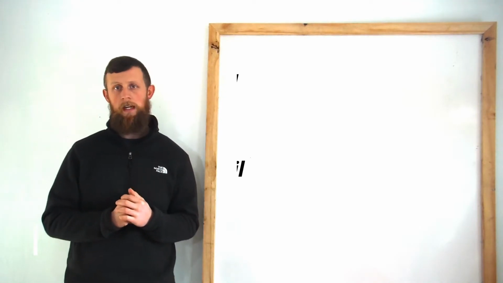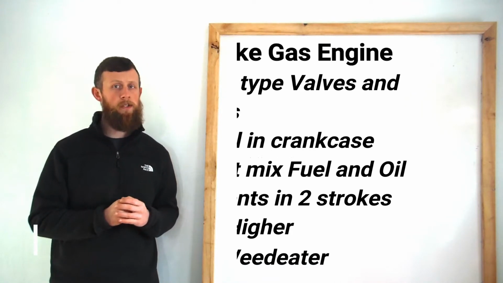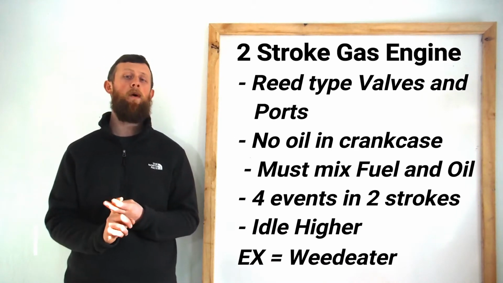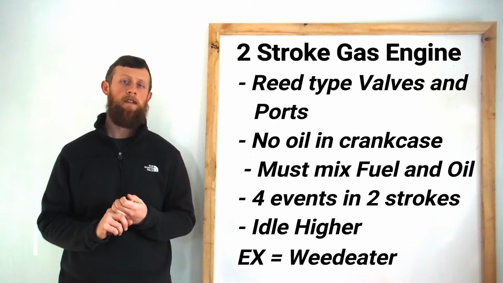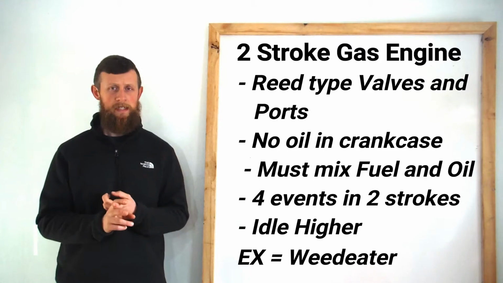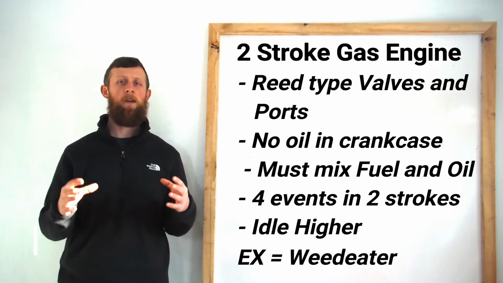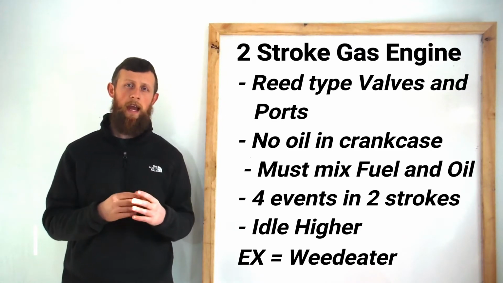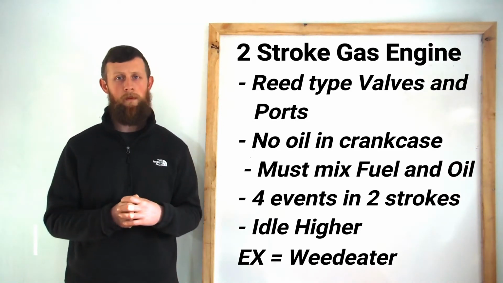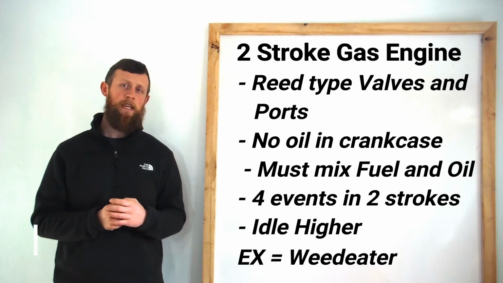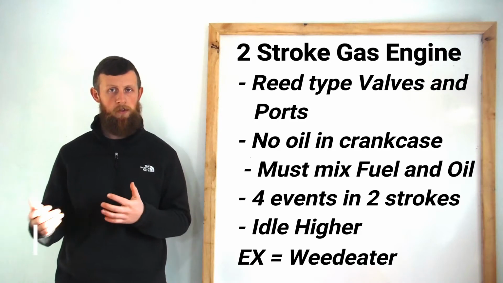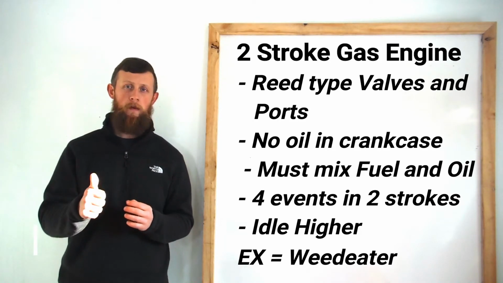Let's start with the two-stroke engine and talk about some differences. Two-strokes are typically lighter because they use reed-type valves and ports as opposed to mechanical valves, which means there's no extra internal baggage like a camshaft. The second big difference is they do not contain oil in the crankcase, which means you must pre-mix oil and fuel before operation. The other big thing is they complete all four events in two physical strokes of the engine. That's where they get their name, two-stroke, which means they also idle very fast.